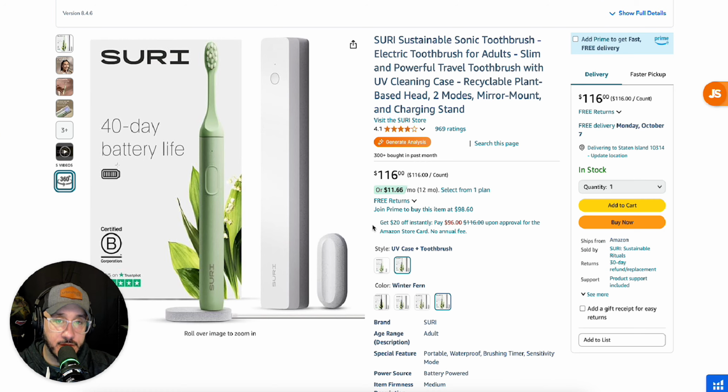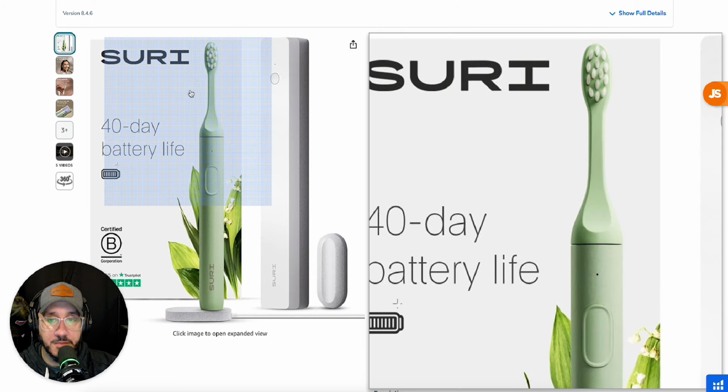What are we looking at over here? I'm hoping that's a toothbrush. Let's go into this a little bit further. All right, so let's check out the image stack first this time.